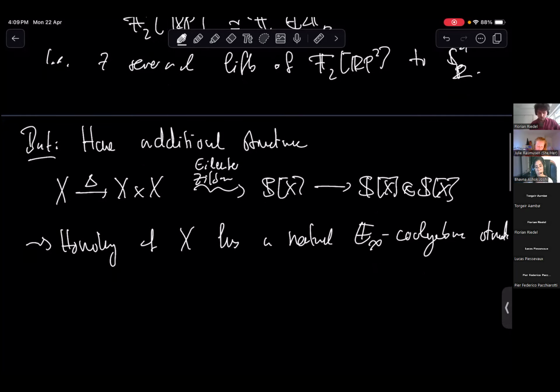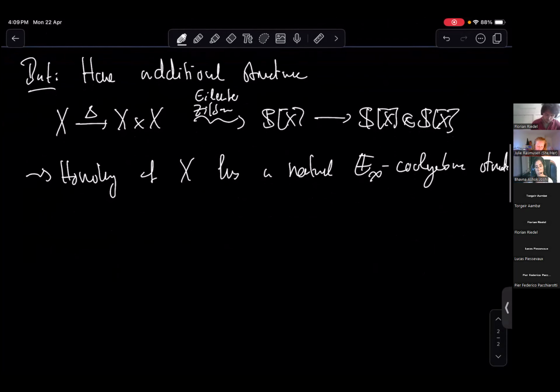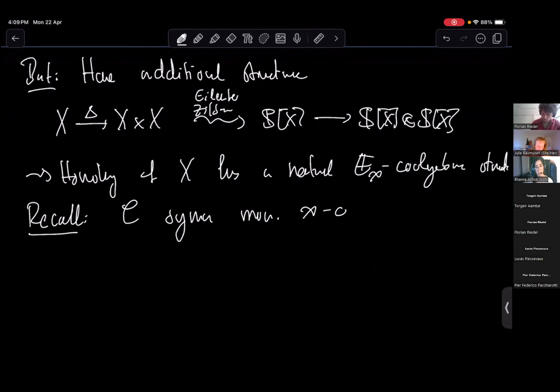Recall what a coalgebra is. It's maybe not so commonly encountered as a notion. If C is some symmetric monoidal infinity category, the category of coalgebras, I denote this as CAlg C with an extra C. There's just no good notation for it. You just have an extra C.